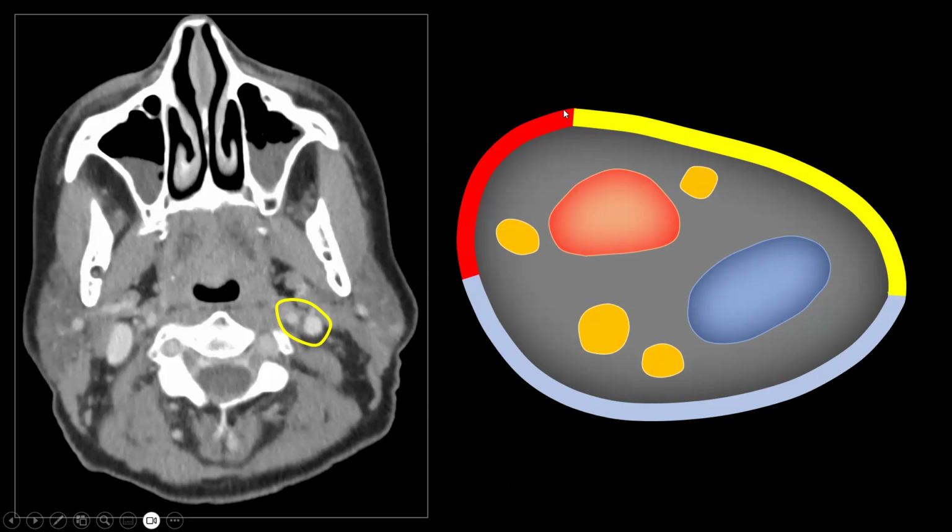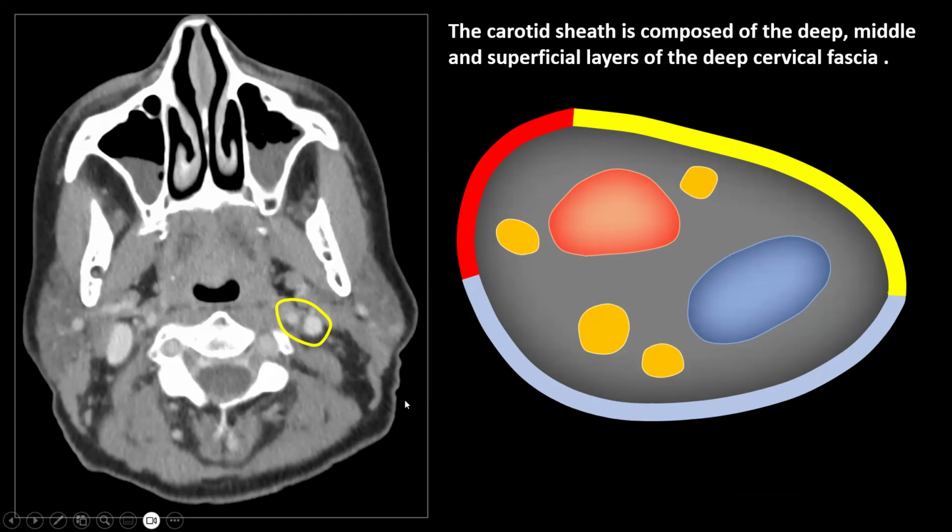And we see the various components of the carotid sheath. So as said, the carotid sheath is composed of the deep, middle, and superficial layers of the deep cervical fascia. So here is the deep component, this is the middle component, and here we have the superficial component, and these all contribute to the carotid sheath, and it contains the internal carotid artery and the jugular vein. The internal carotid is always located medially of the jugular vein in a normal situation, and then it contains cranial nerves. It contains the glossopharyngeal nerve, the vagal nerve, the accessory nerve, and the hypoglossal nerve.